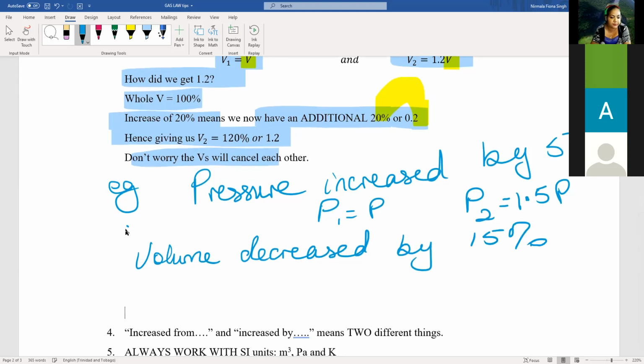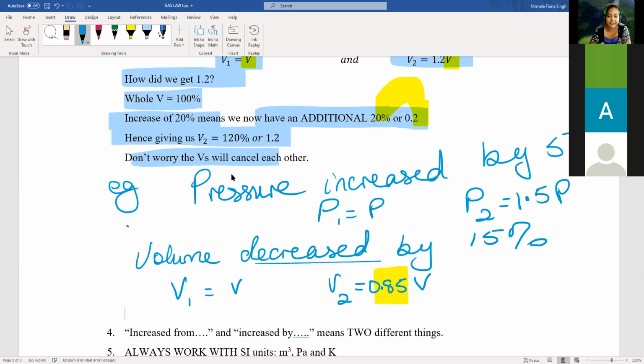So suppose I said the volume decreased by 15%. If my V1 is equal to V, what is my V2 going to be equal to? Let me see who can get this. How much? 0.85. You see, I tell you, you're ready for exams. So the brain's clicking. Very good. It'll be 0.85.